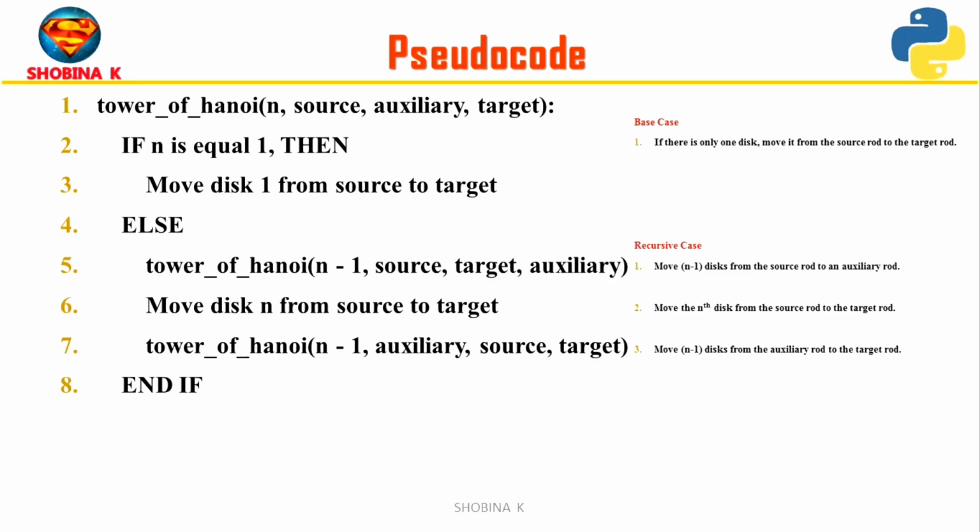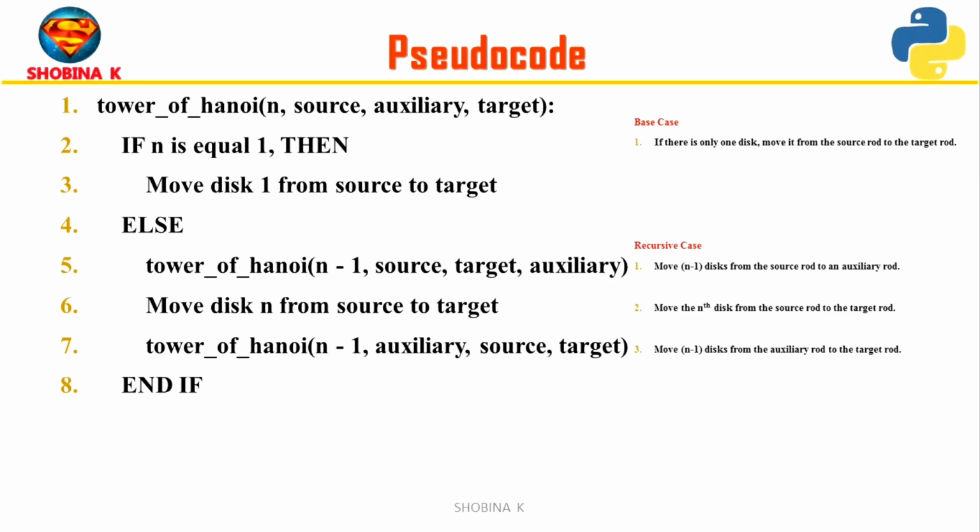In line 1, we have a function named tower, and this function is designed to be called with specific parameters: n, the number of disks; source, the source peg; auxiliary, the auxiliary peg; and target, the target peg. Line 2 is the base case. When there is only one disk, it directly moves the disk from source peg to target peg. In the base case, line 3 represents the actual movement of the smallest disk.